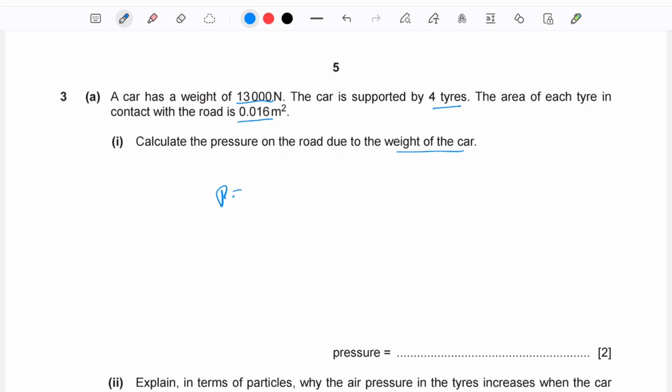So pressure is equal to force over area, and we know that the car's weight, which is the force in this case, is 13,000 newtons divided by the area, and the area for each tire is 0.016 meters squared, and we have 4 tires, so you have to multiply that by 4, and that would give us the pressure, and that gives us a pressure of 2.0 times 10 to the power 5 pascals.